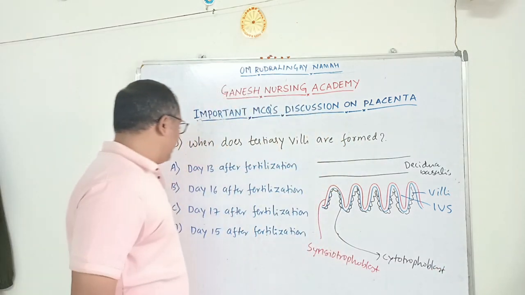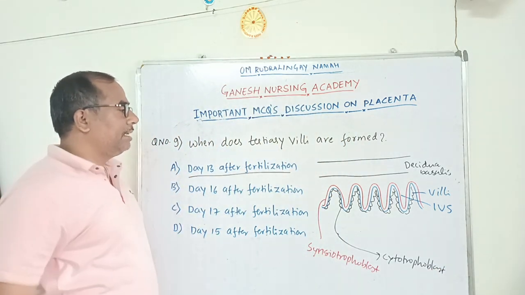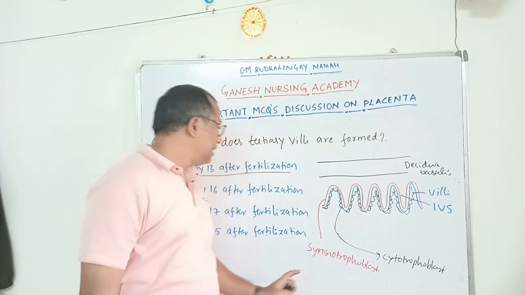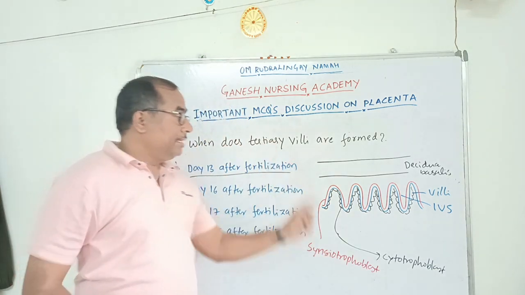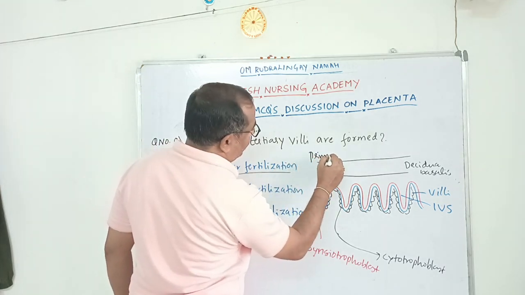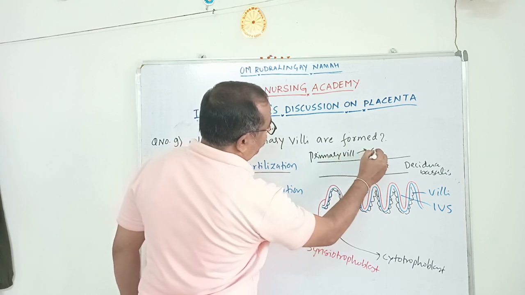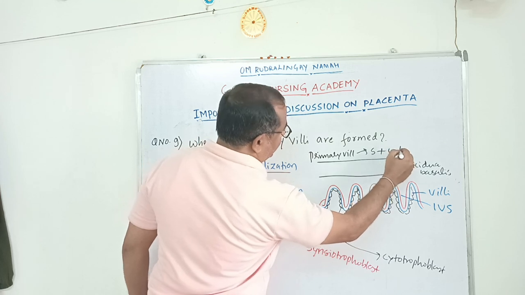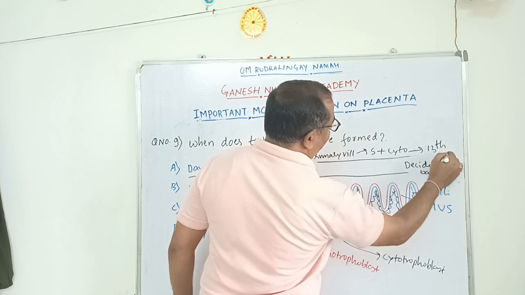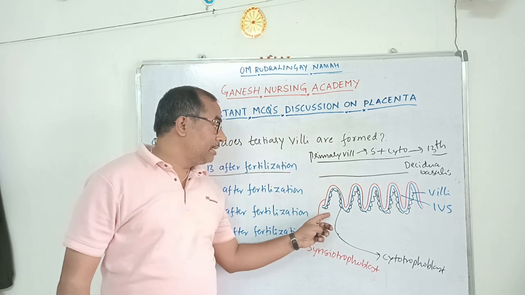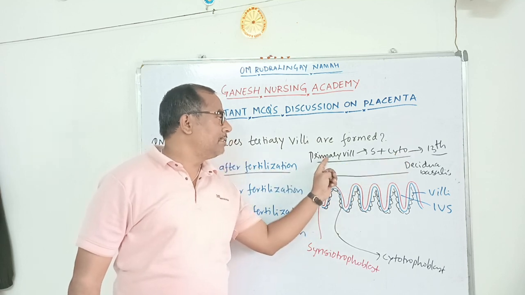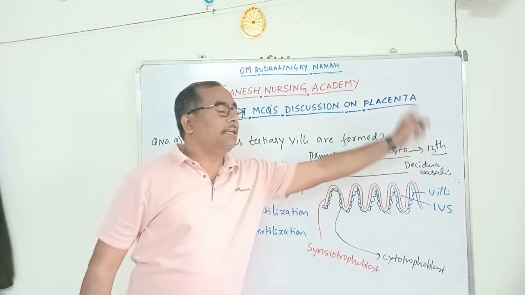So what happens here on day 13 after fertilization? On day 13 after fertilization, there is a formation of syncytiotrophoblast and cytotrophoblast. This is known as the primary villi. The primary villi consists of syncytiotrophoblast and cytotrophoblast, that is found on day 13 after fertilization.